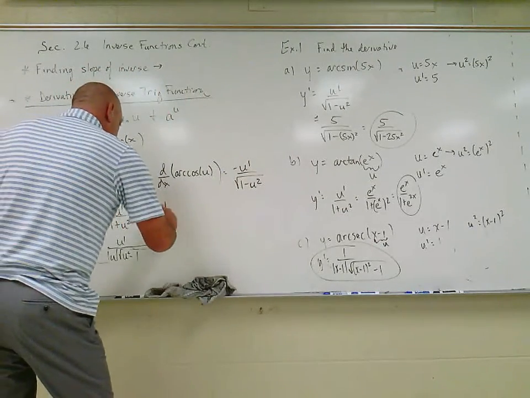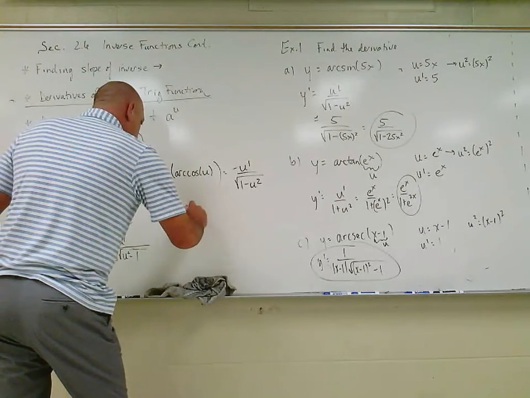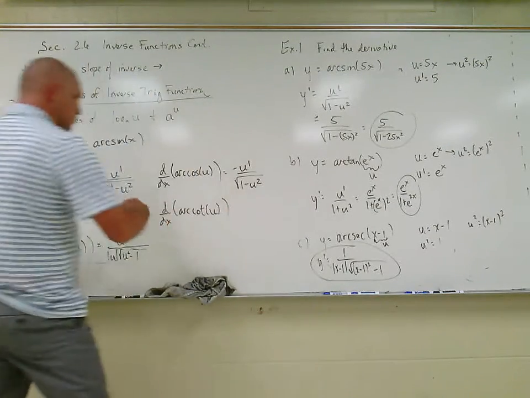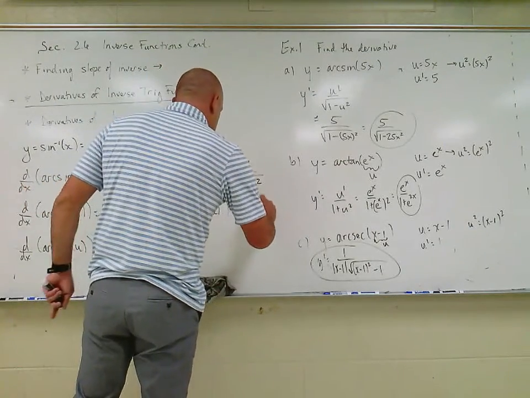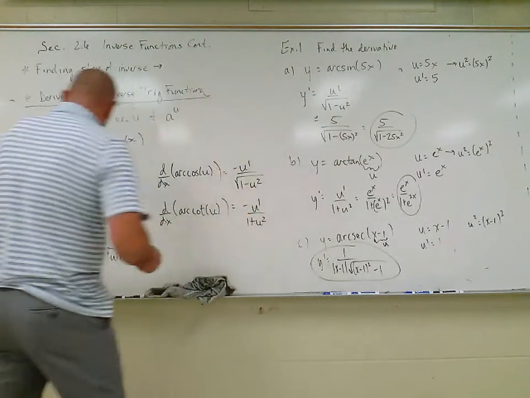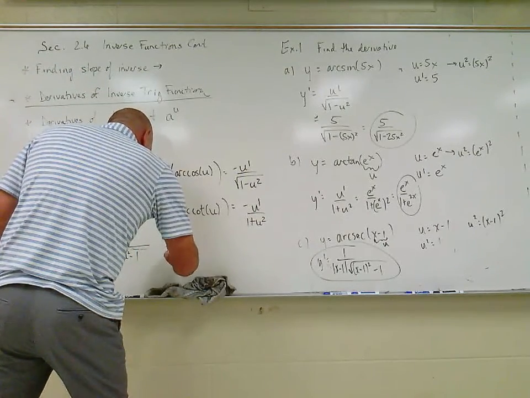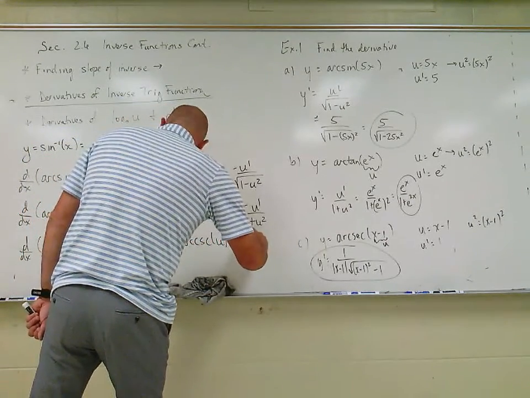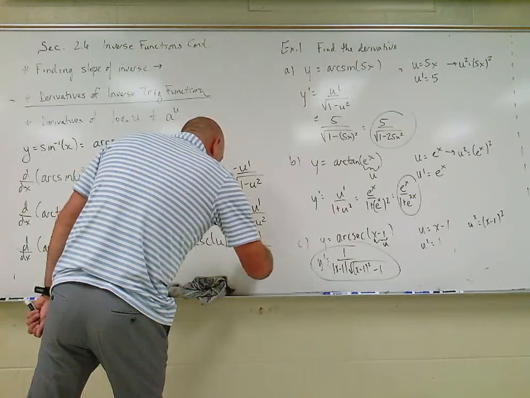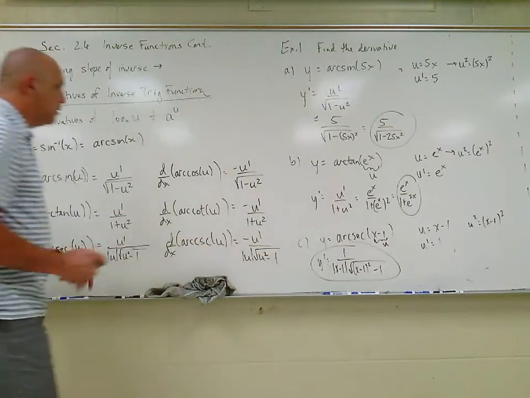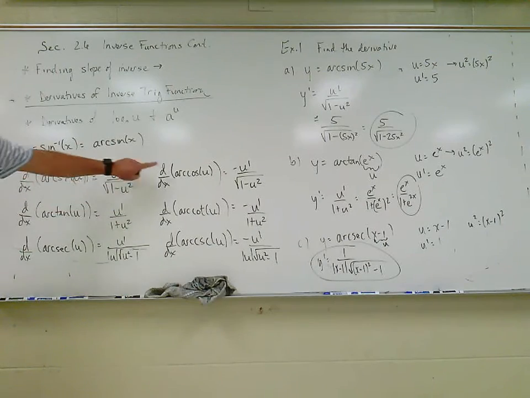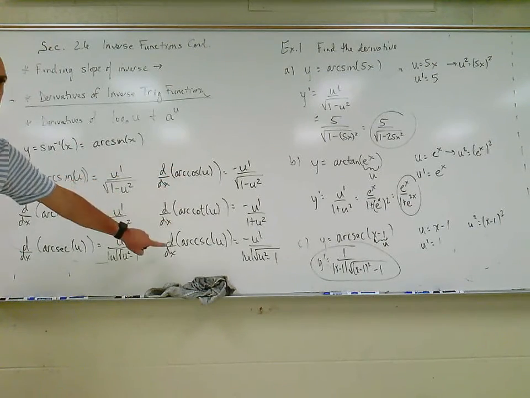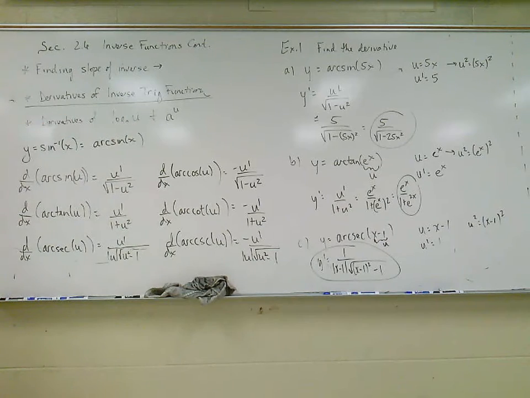Then for this one would be arc cotangent. So arc cotangent of u, notice why I'm writing them side by side, it's the same as arc tangent, it's just negative u prime over 1 plus u squared. And then arc cosecant of u is negative u prime over absolute value of u square root of u squared minus 1. So you can see why I don't memorize those 3. I know if it's a cosine, cotangent, cosecant, I just put a negative in the numerator with the u prime. And those are your 6 inverse trigonometric rules.